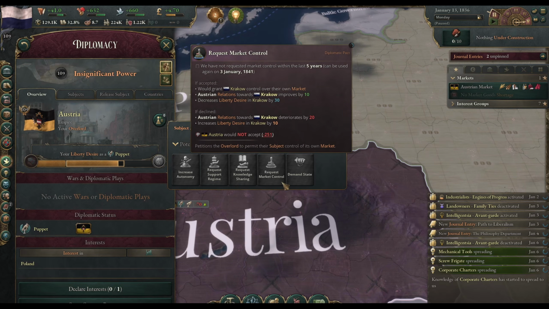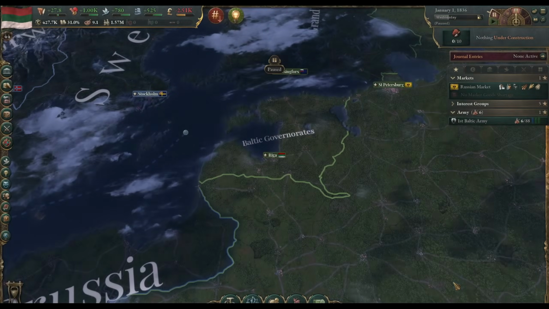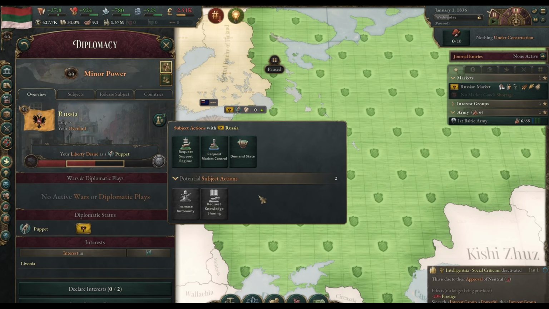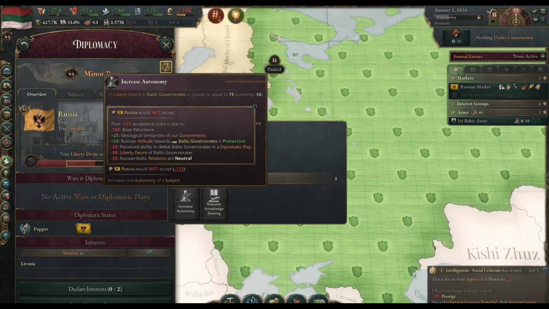But what can we do instead? If you can form a government with a lot of negative ideological opinion with the overlord, we can do something else. You can always check your ideological opinion with your overlord by hovering over the tooltip in the Increase Autonomy button. That is always possible. Here you can see this plus 25 ideological similarities modifier. This modifier is calculated by taking your ideological opinion with your overlord, halving it and capping it at either 25 or minus 25. So now we know that our ideological similarity is above 50.